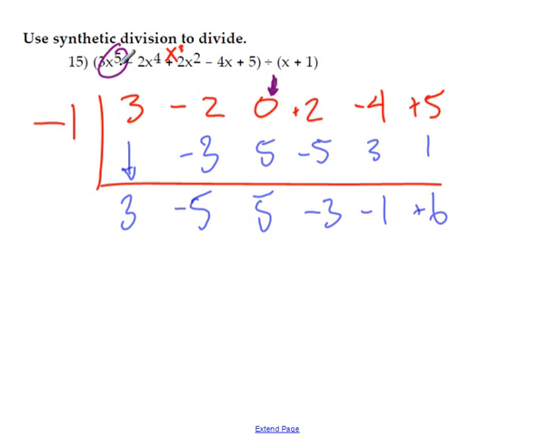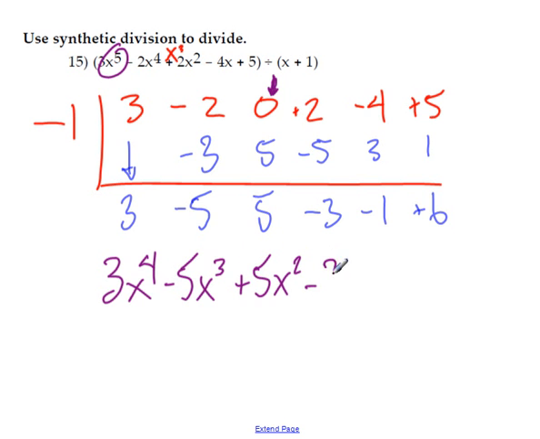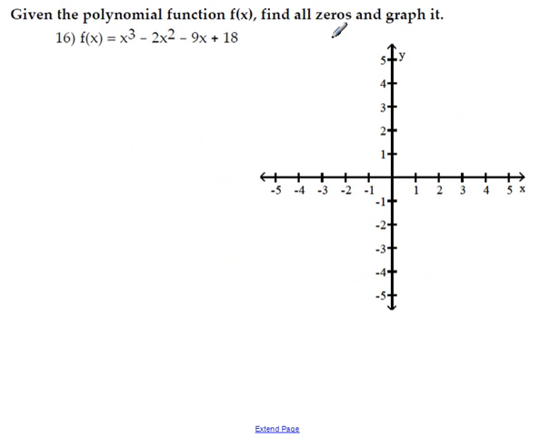Alright, right in our final answer, we're going to take that power down 1, so it's going to be 3x to the 4 minus 5x to the 3 plus 5x squared minus 3x minus 1. And if you want to write remainder 6, that's cool. If you want to write plus 6 over x plus 1, oops, that's a 1, that's cool as well, whatever makes you happy.